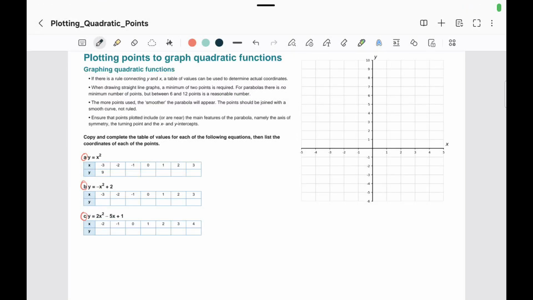What's going on, everyone? In this video, we are going to plot points to graph quadratic functions. Plotting a graph is not an easy thing. So far we've only covered linear functions, and they were pretty straightforward because you need only 2 points to plot a line graph, because it's a line.